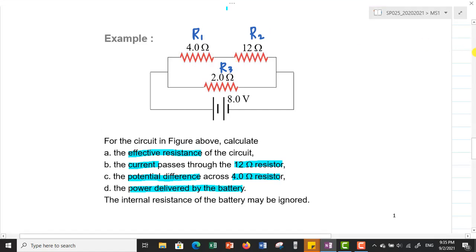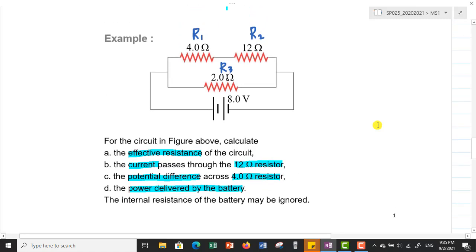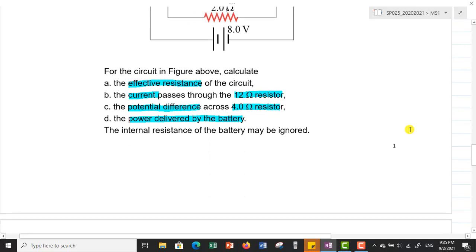So how am I going to find the effective resistance? I'm going to simplify the circuit, simplifying these three resistors into a single resistor. Each time we simplify it, we redraw the circuit. So how am I going to know whether the resistors are connected in series or parallel? Remember, you check whether only one leg is connected or both legs are connected.